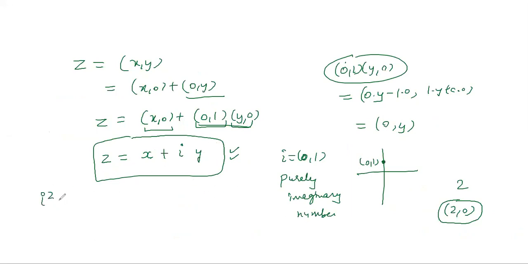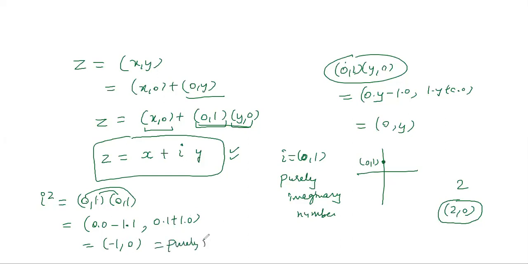And if you find i squared, what is i squared? It is (0, 1) into (0, 1). Again we are using the rule of multiplication. So this is 0 into 0 minus 1 into 1, that is x1 into x2 minus y1 into y2. And what is the other part? 0 into 1 plus 1 into 0. So this is basically (minus 1, 0). And what is (minus 1, 0)? It is a purely real number because its imaginary part is 0.